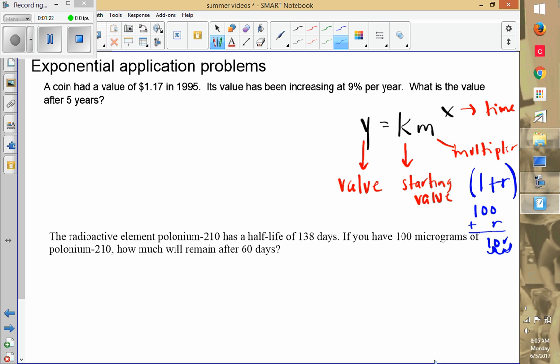So let's begin with this problem. A coin had a value of $1.17 in 1995. Its value has been increasing at 9% per year. What is the value after 5 years?